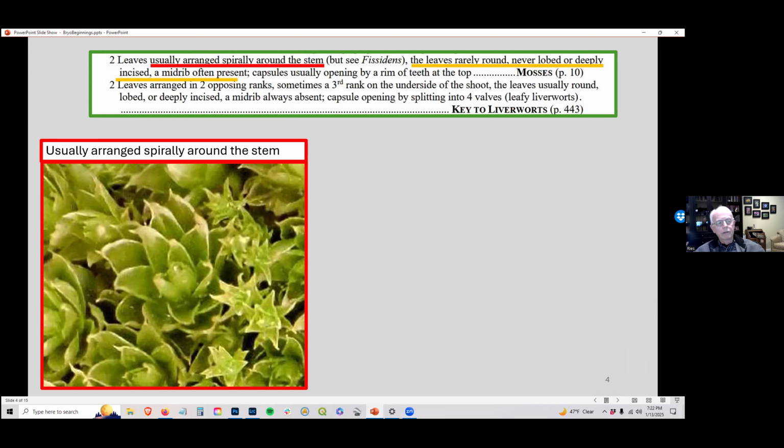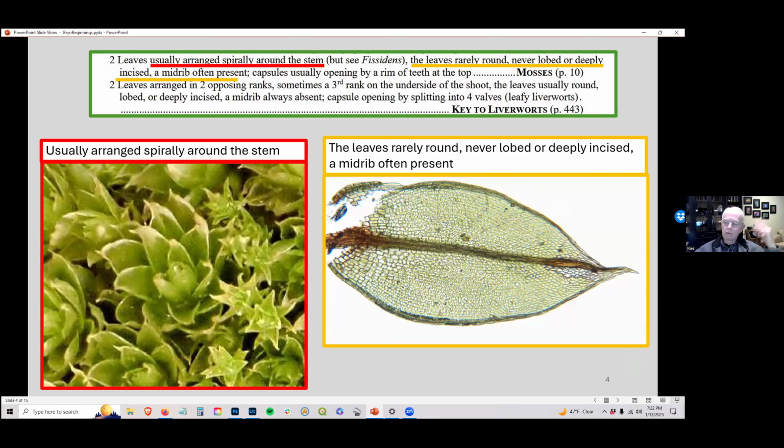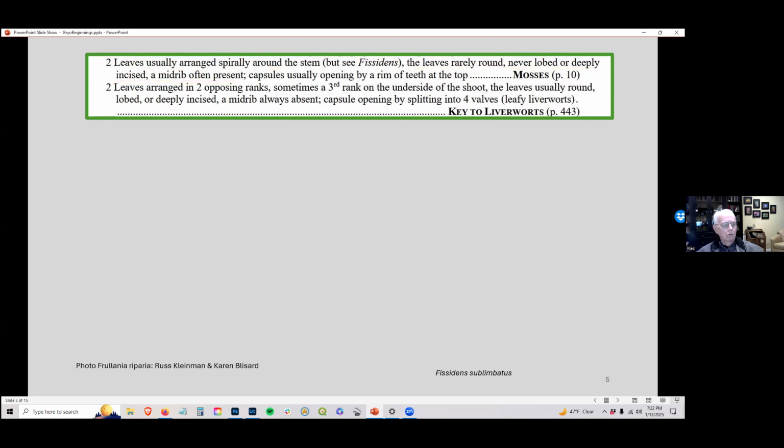The second part, number two. The leaves are rarely round, never lobed or deeply incised, etc. So they look like leaves, pretty much what we consider leaves. You can see the midrib down the middle, or the costa, if you want to call it that. There are no deep incisions in the leaves, and they're usually not round.